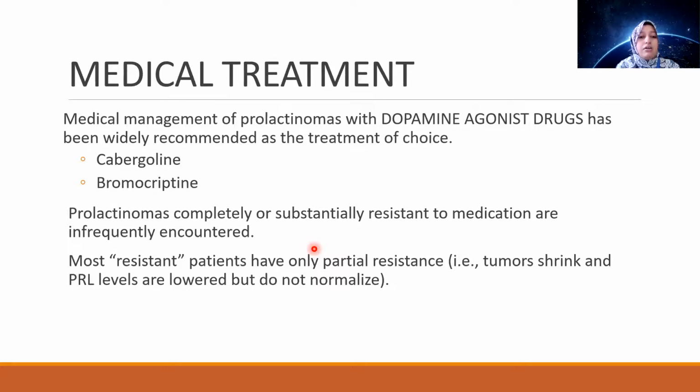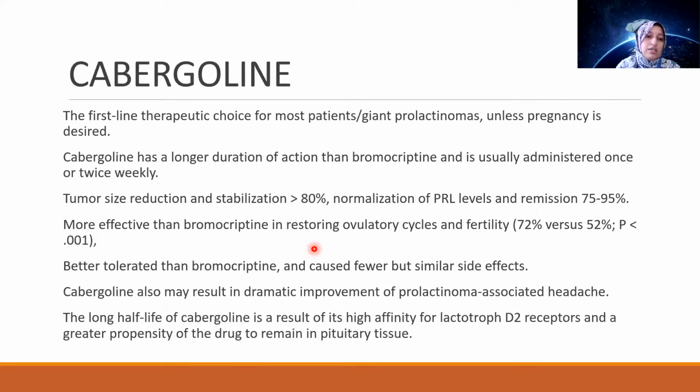Prolactinomas which are completely or substantially resistant to medications are infrequently encountered, and most resistant patients also have partial resistance because the tumor would shrink down but may not go away. And the prolactin levels also get lowered down, but they may not normalize. So it depends on the efficacy of these drugs, which I'm going to discuss.